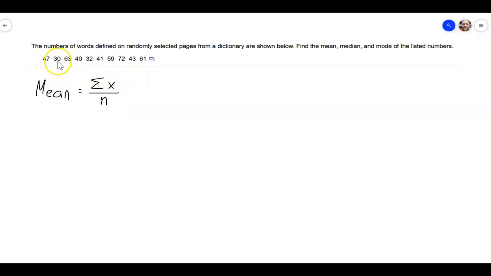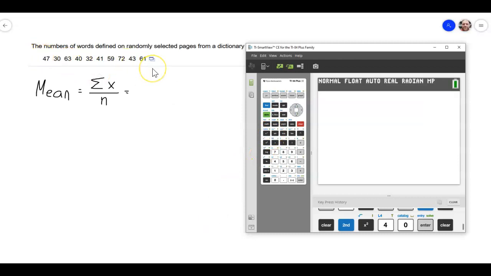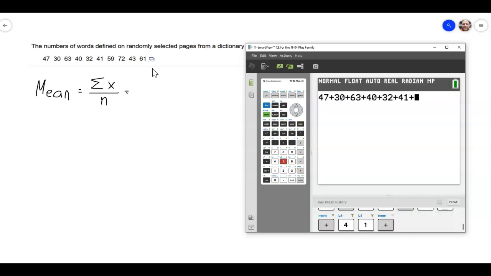So in this case, it would be 1, 2, 3, 4, 5, 6, 7, 8, 9, 10. So n would be 10 in this case, and x would be each one of these individual numbers, and we would sum them all together. So in this case, let's go ahead and pull up the calculator. So let's sum these together. That's 47 plus 30 plus 63 plus 40 plus 32 plus 59 plus 72 plus 43 plus 61. So I get 488 total from my sum.